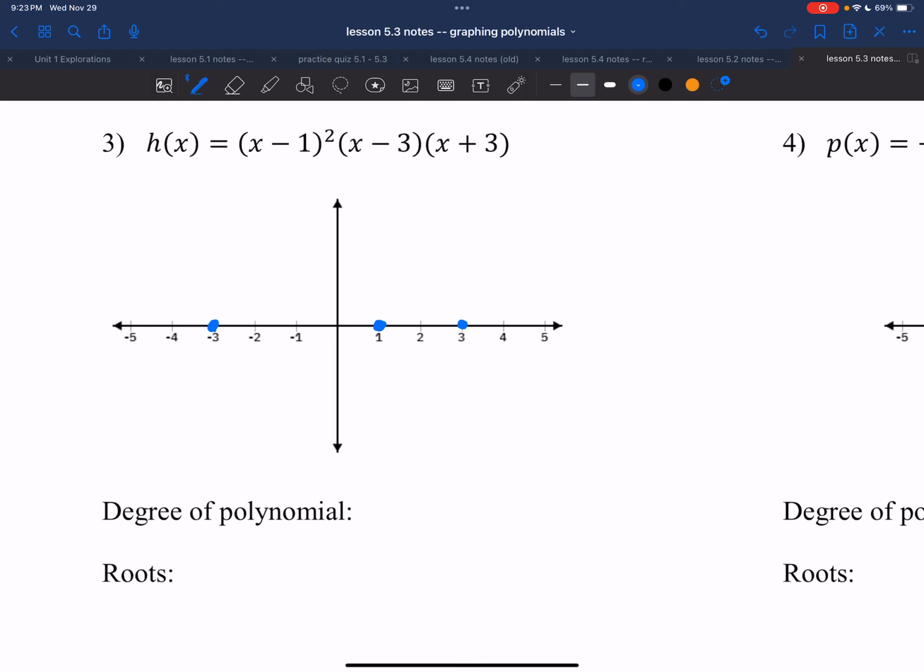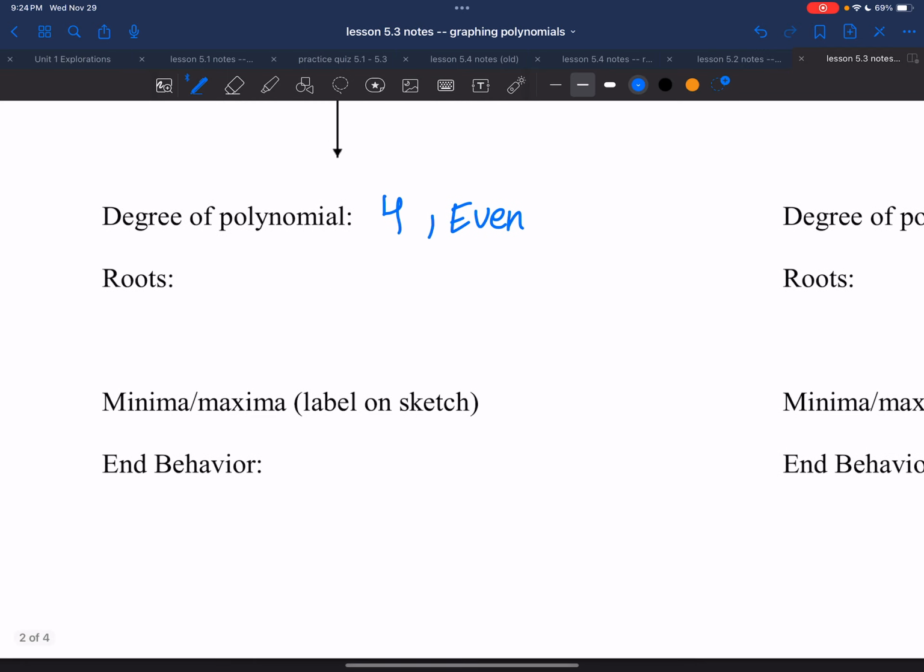I also care about the behavior around the roots, but I'm going to look at end behavior first. First, I need to figure out the degree of the polynomial. Well, there's a 2 there, and then a 1, and then a 1. If you multiply all that out, it's like x squared times x times x. That's 4 x's, which means the degree is 4. And the degree being 4 means the degree is even. And so because it's even, right, an even degree means the same end behavior.